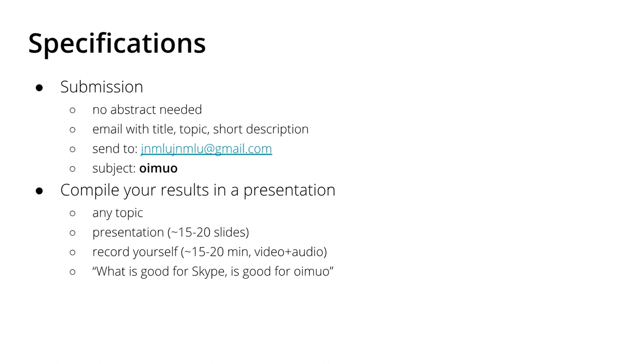And afterwards, once I have a list of participants, I will come back to all of you and write you a mail and ask you to compile a presentation of 15 to 20 slides, and then you can record yourself, video and audio. And don't worry about the audio quality. Last year I told the participants, whatever is good for Skype is good enough for OIMUO. So you don't have to buy new equipment, just record your screen and your audio and then upload it somewhere so I can download it, and then I will compile everything together and then I will upload everything into a playlist.